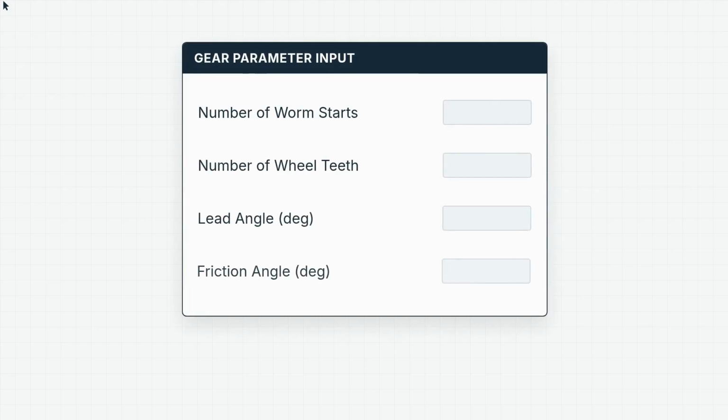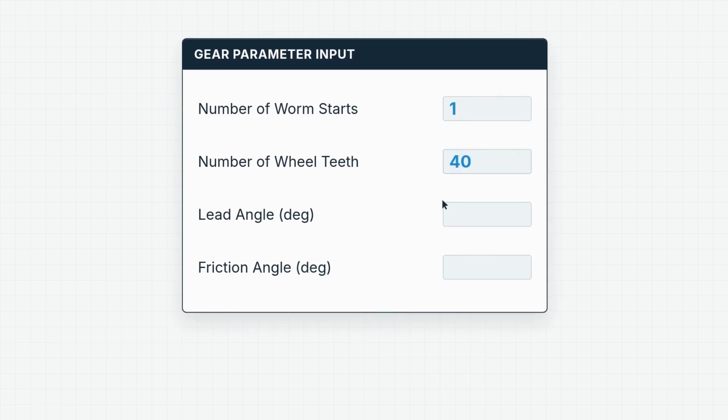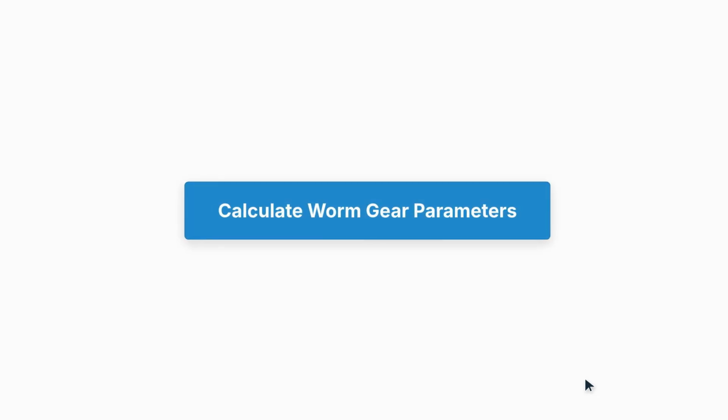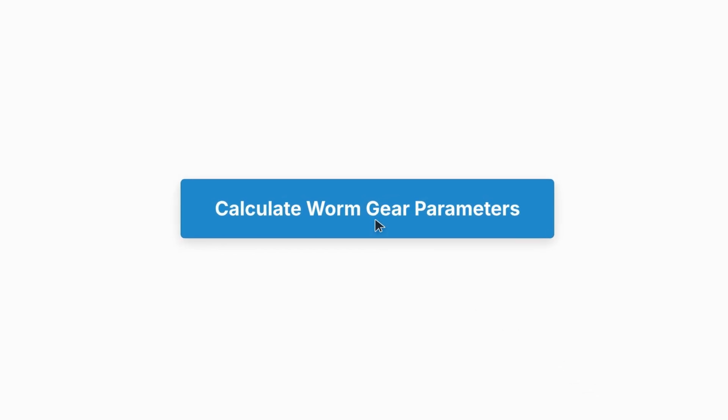For our example, I'll enter 1 for number of worm starts, 40 for number of wheel teeth, 4.5 degrees for lead angle, and 6.0 degrees for friction angle. After clicking Calculate Worm Gear Parameters, we get 3 key results.